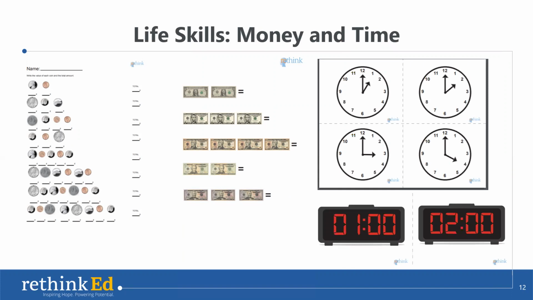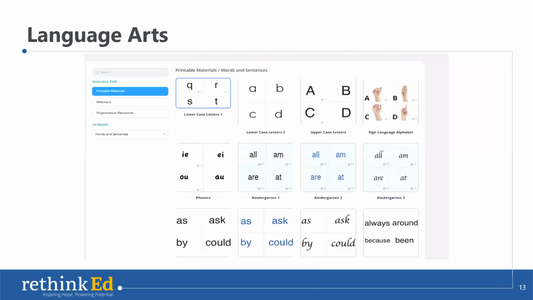Next, we're going to look at some different categories that support the area of language arts. The first category we're going to dive into are words and sentences. For some foundational language arts skills, we have several different instructional materials on letter recognition, like the lowercase and uppercase letters here, as well as some sight word identification by different grade levels. You'll notice they're in a variety of font and colors to promote generalization.